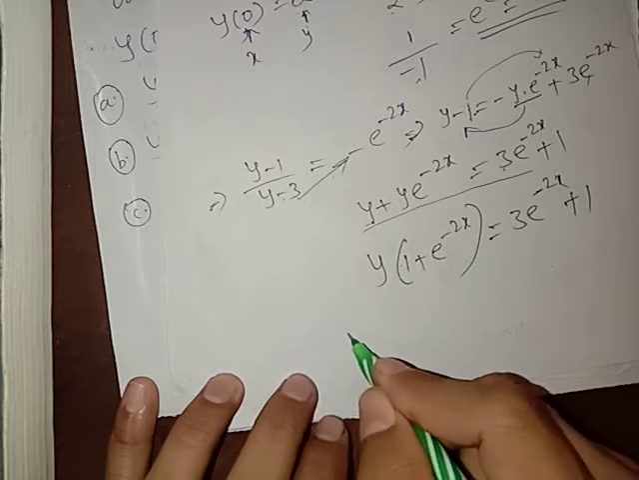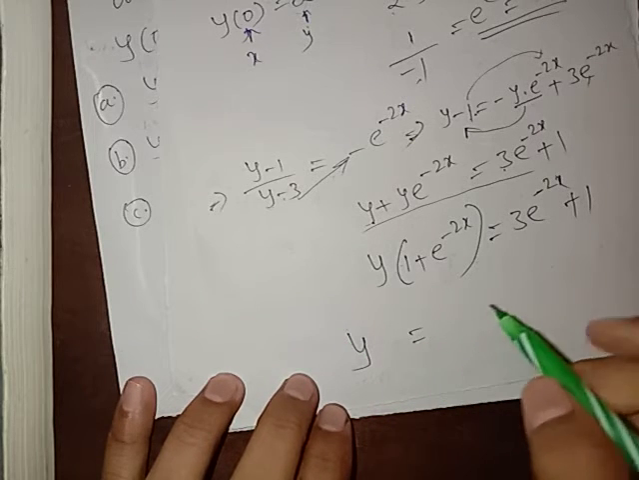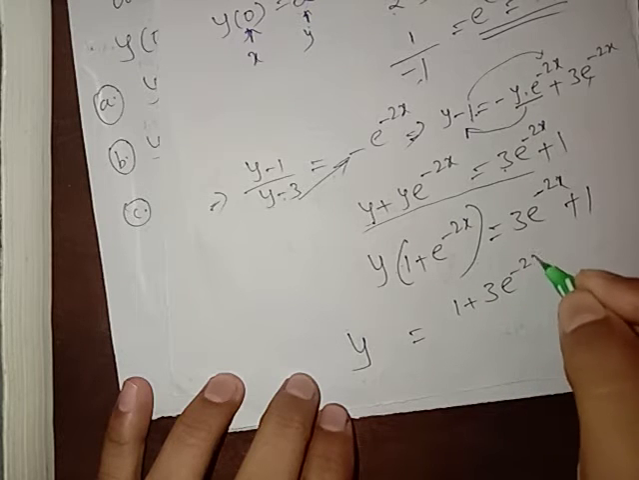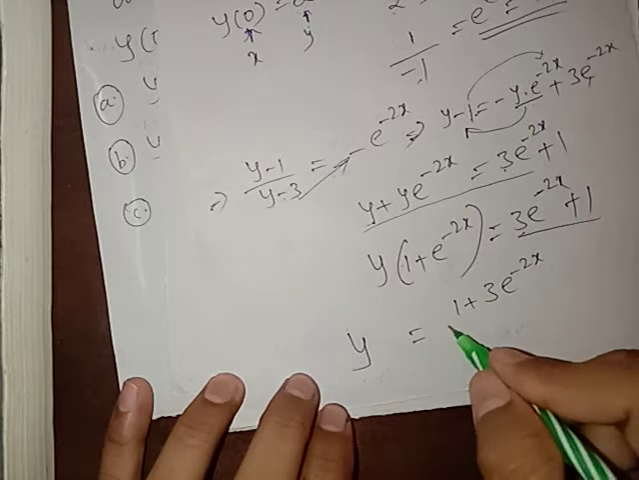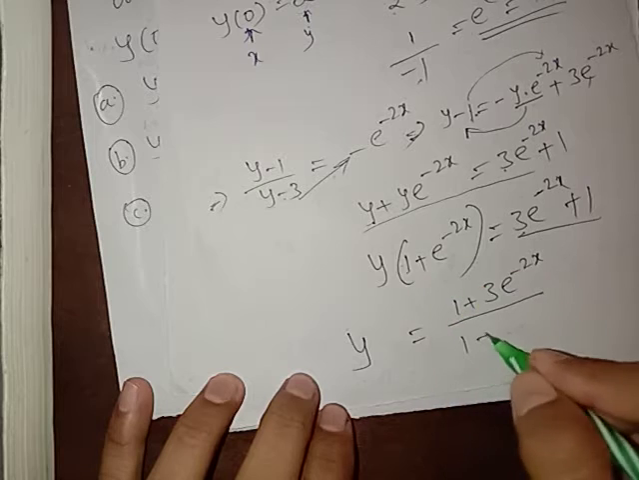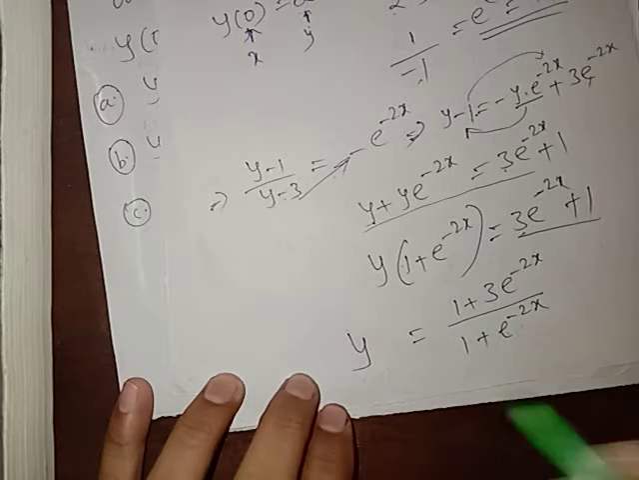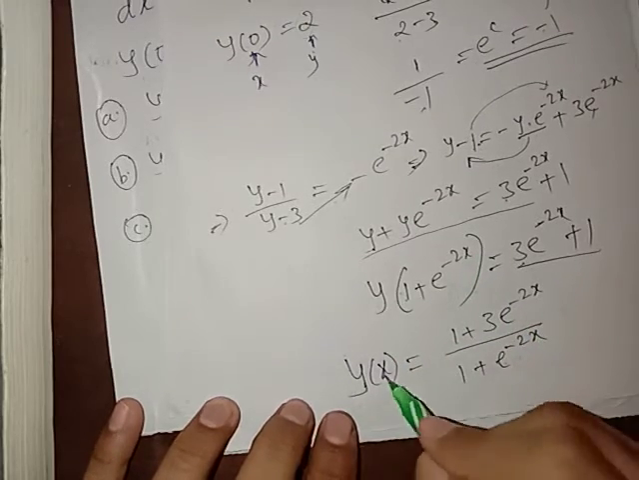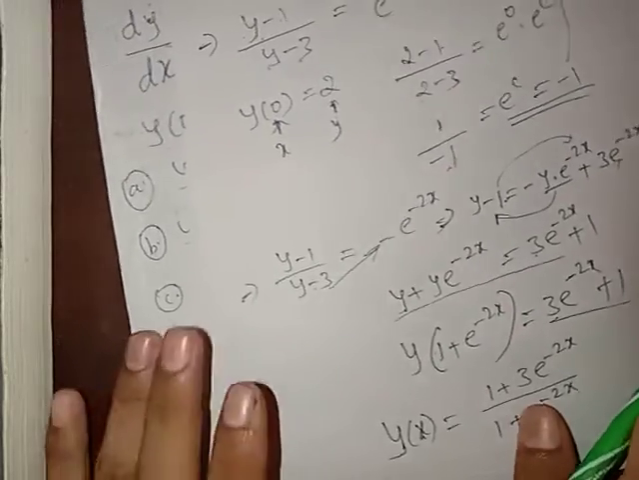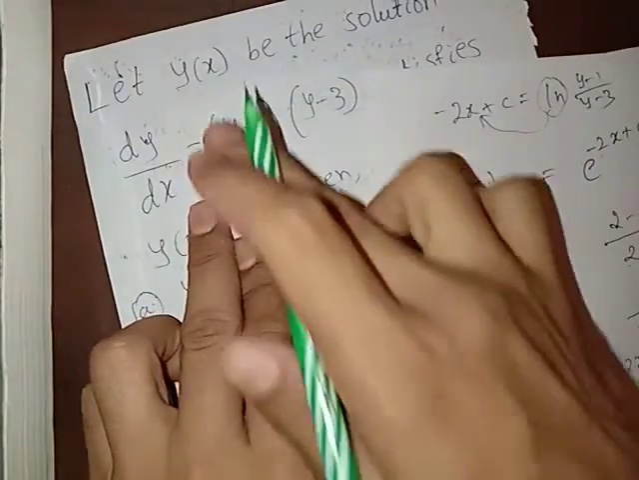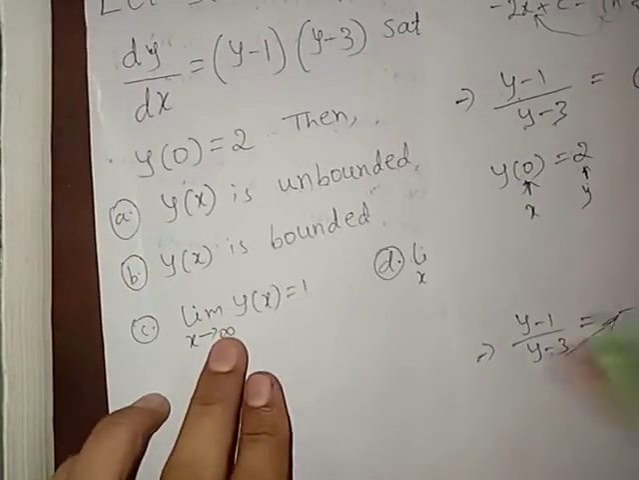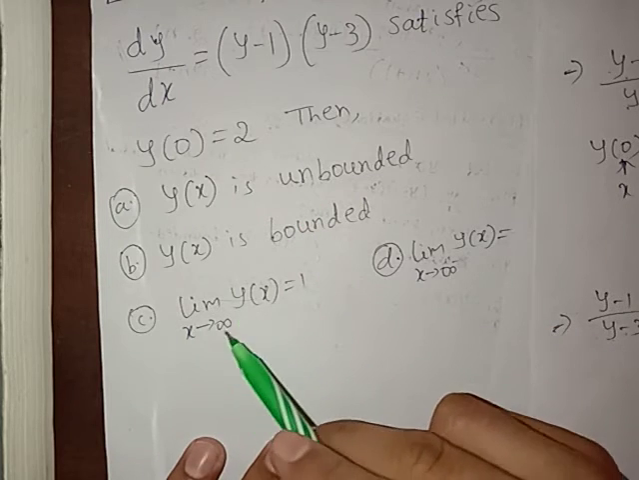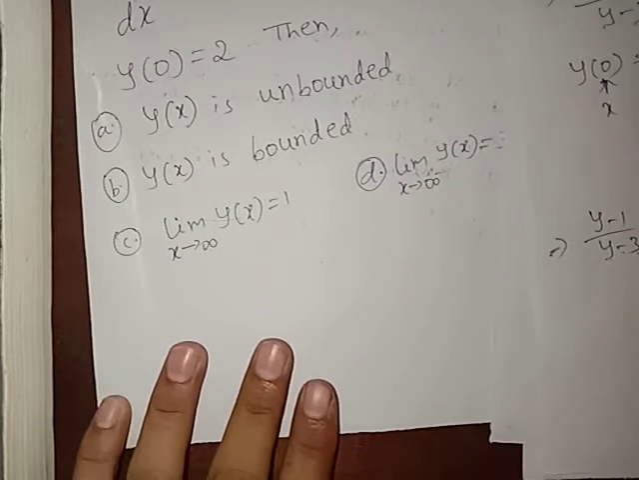Now what is y? y is equal to (1 plus 3 into exponential of minus 2x) divided by (1 plus exponential of minus 2x). This is y of x, the function of x. This is the required function y of x. Now we have to check whether y of x is unbounded or bounded, by taking limits as x tends to infinity.